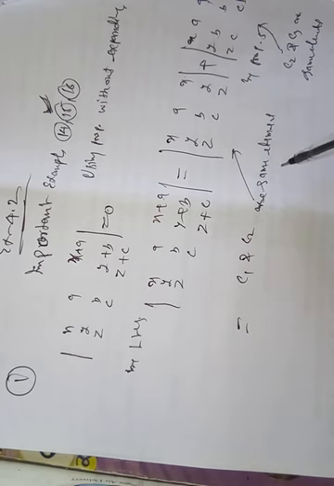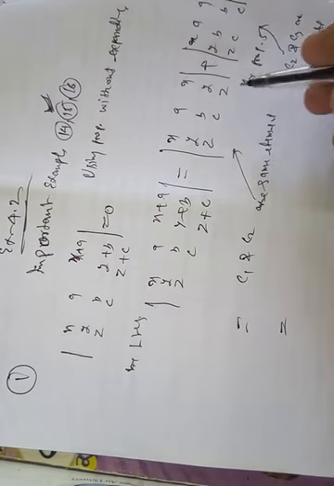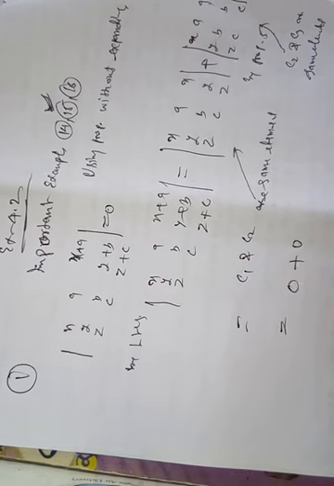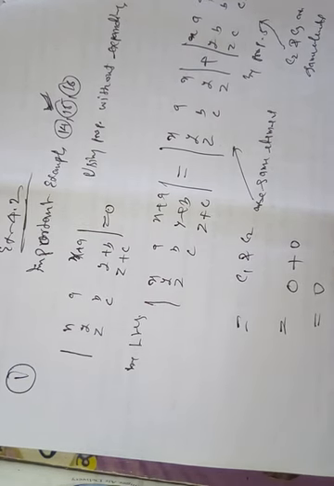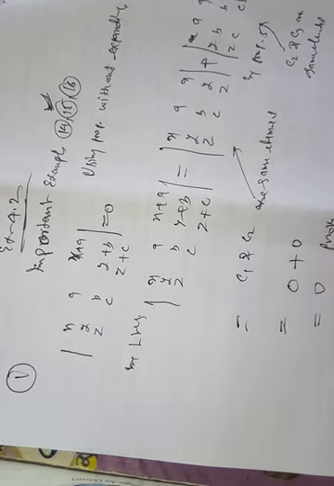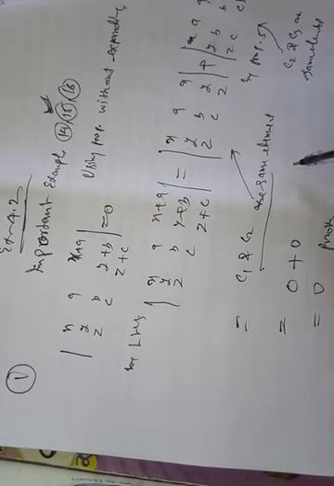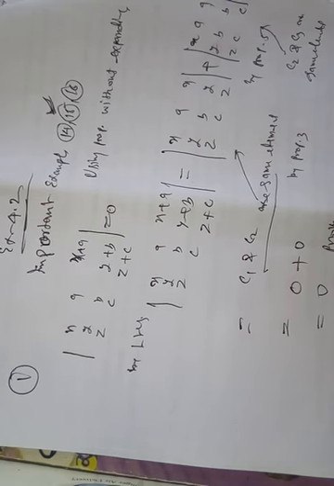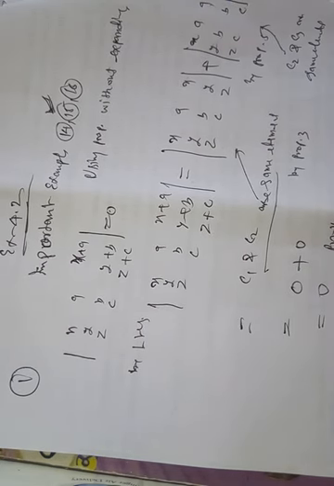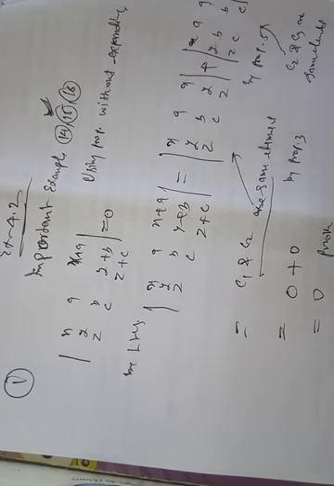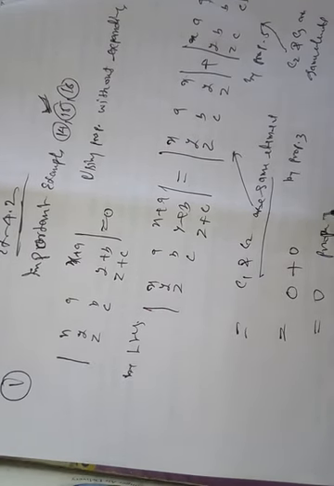This is property number 3. So this 0 plus this 0 equals 0. Proved by property 3.